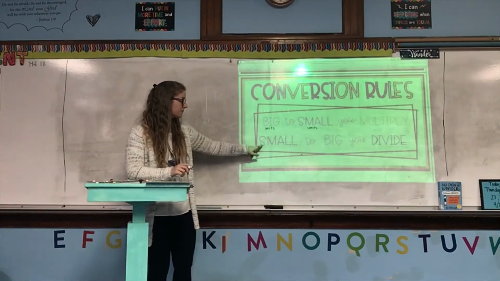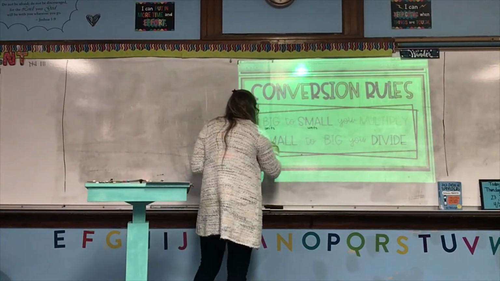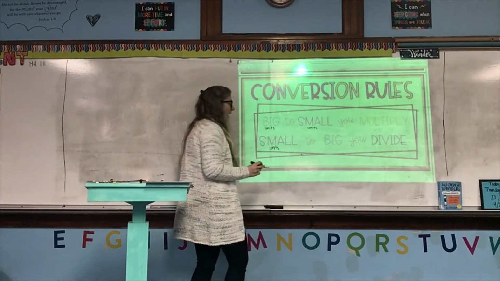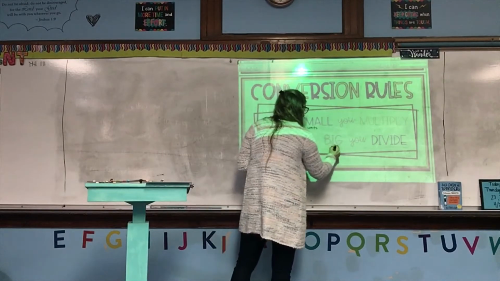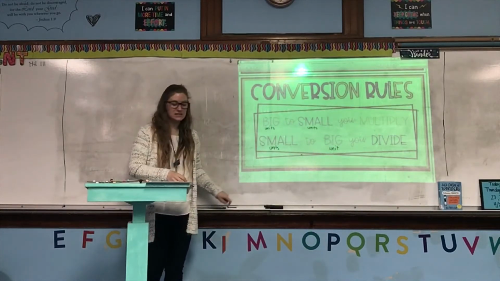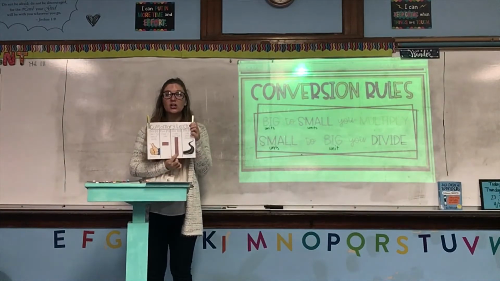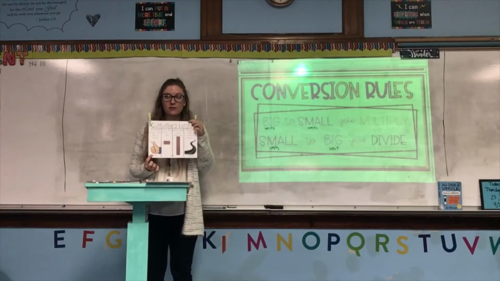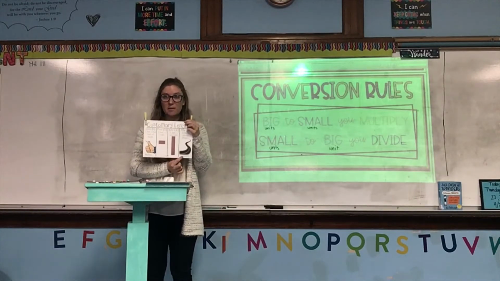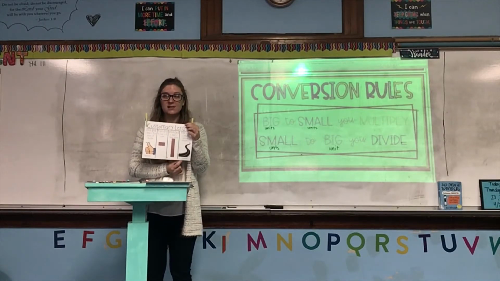The other rule says from small to big, you divide. So if you are starting with a small unit and trying to convert to a big unit, you divide. So that means if you are starting with a smaller unit, like inches, and trying to go to yards, you're going to divide. So that means if you're going from inches to feet, yards, or miles, you will divide. If you are going from feet to yards or miles, you will divide. If you are starting with yards and trying to get miles, you will divide.